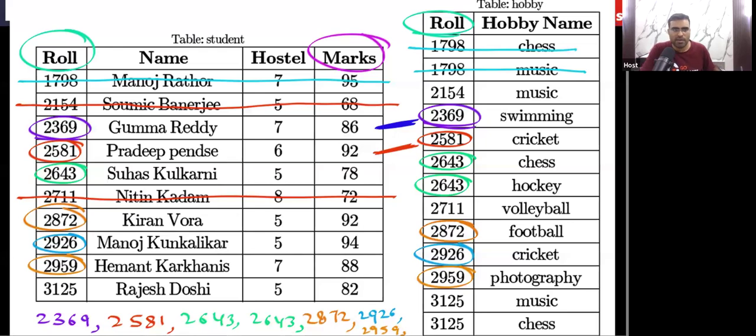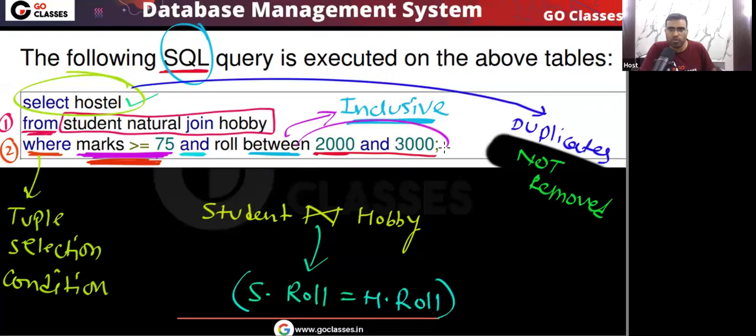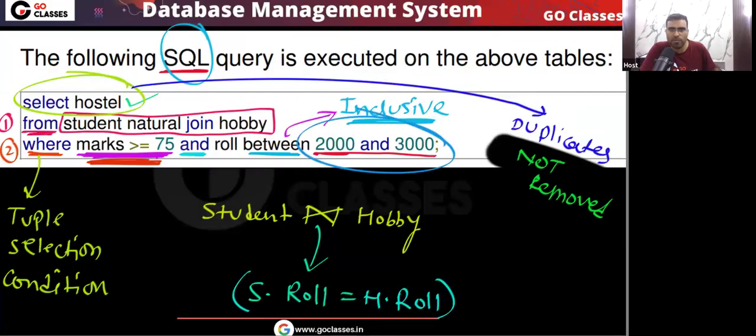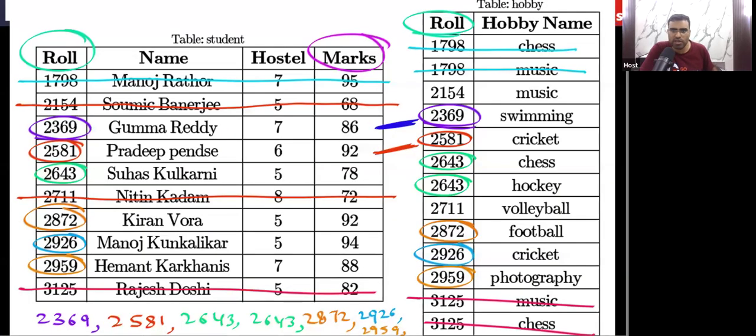And remember, the roll number should be between 2000 and 3000. So this tuple also will be removed. You can remove the tuples which are more than 3000. So finally, tell me, how many tuples are in the output? 1, 2, 3, 4, 5, 6, 7. Seven tuples in the output.